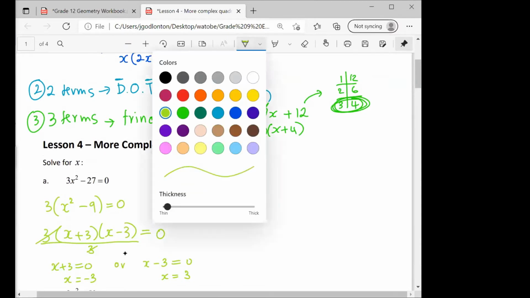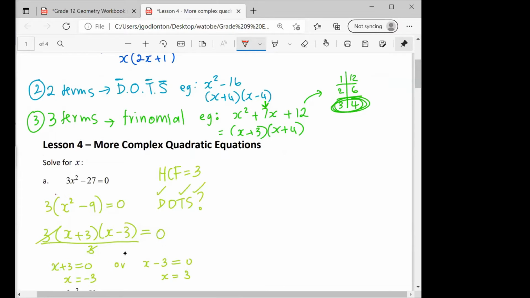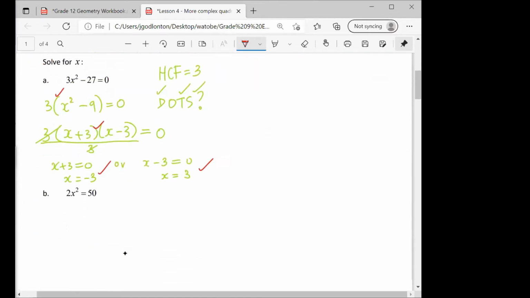And it's worth a lot of marks, guys, because you're going to get a mark here for factorizing. You're going to get a mark again for doing difference of two squares. And then you're going to get a mark for each of your answers. So such a short thing, it lands up being 4 marks, which is a lot of marks. Okay, let's have a look at this one.